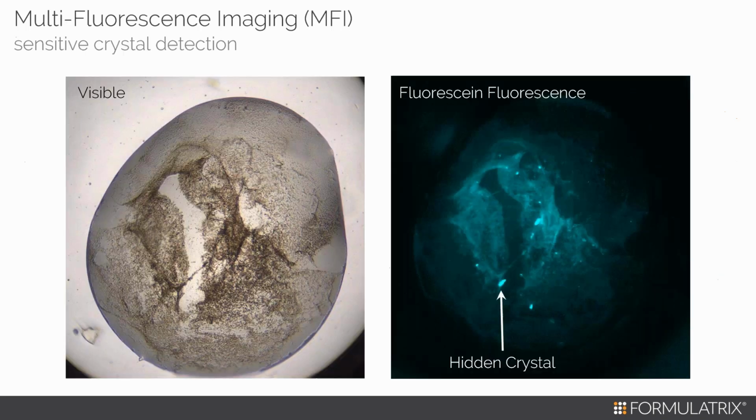And what is MFI, or multifluorescence imaging? Most of us use UV imaging to distinguish between protein crystals and salt crystals, but UV imaging is entirely dependent on the amount of tryptophans you have in your protein, right? So it's not uncommon to have a protein that you're working with which doesn't have tryptophans or doesn't have enough tryptophans to give you a good enough contrast.